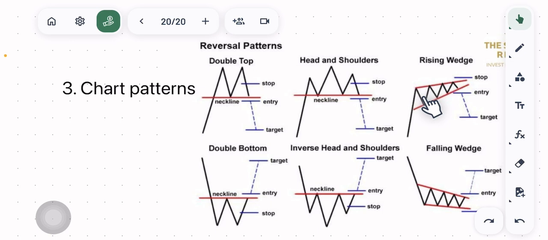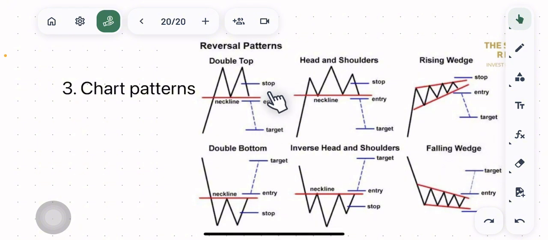win rates, right? So we have the double top and double bottom. This one is so good. It occurs every day, every time frame, and on every trading instrument, right? We have the head and shoulder pattern and the inverted head and shoulder pattern. We have the rising wedge and the falling wedge.